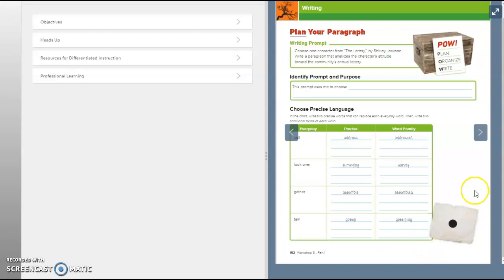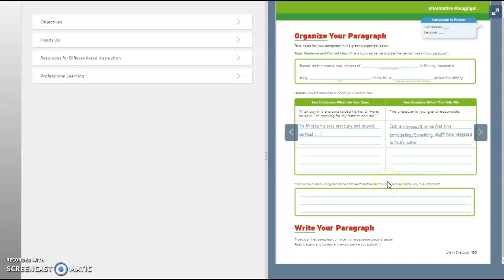So hopefully you all sent that in, because I had a link for you to write what character you were going to analyze. On page 153 it says, "Based on the words and actions of blank," and that's where you will put your character's name in Shirley Jackson's story, The Lottery. "I think he is blank about the lottery." Is he upset? Is he excited? Is he traditional? Maybe you're doing the old man and he's super traditional. So that's what you need to fill in there.